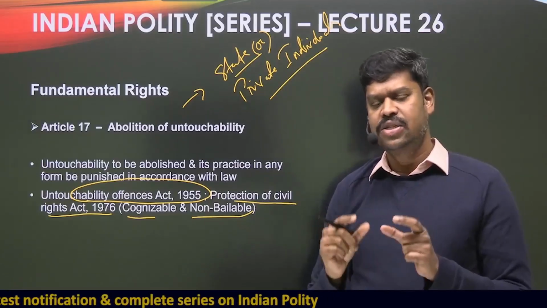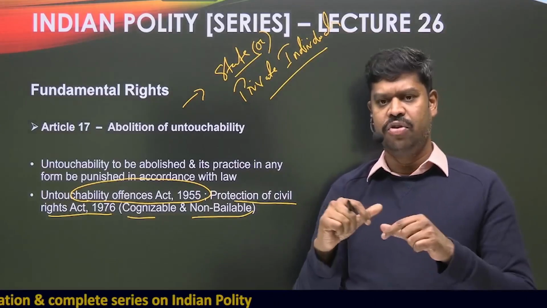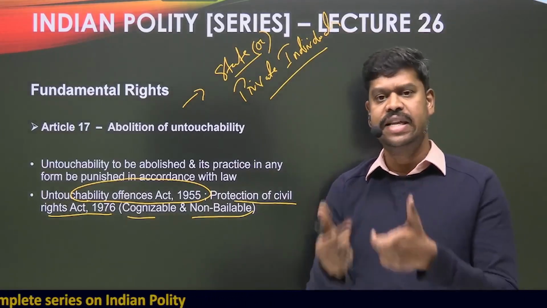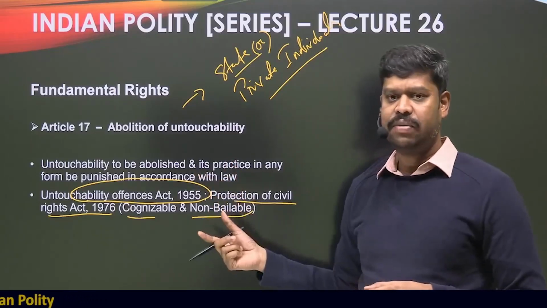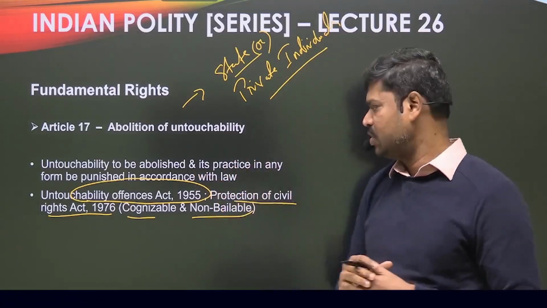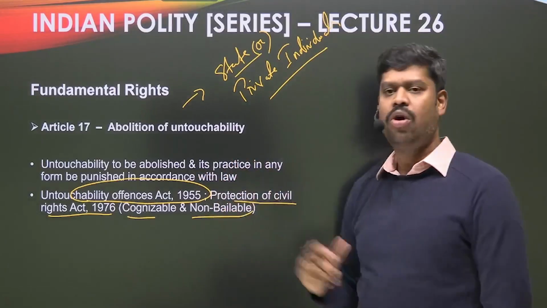But in the case of a cognizable offence, there is no need for the court to issue a warrant because it's a serious offence where the police can arrest the individuals. So the practice of untouchability is a very serious offence. Please keep this in your mind. And then it is also a non-bailable offence.